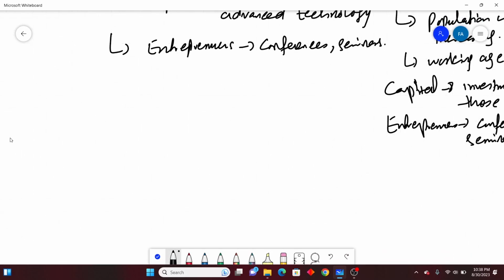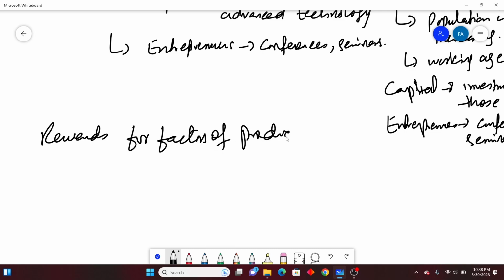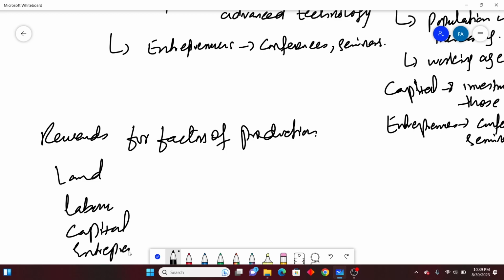So the last thing, which is very important, and in the end of this we need to conclude this lesson, is rewards for factors of production. Okay, rewards for factors of production. So this is very important: what are the rewards, what do we get from the factors of production? So if we talk about land, labor, capital, and the last thing is entrepreneur, which is the risk taking individual.